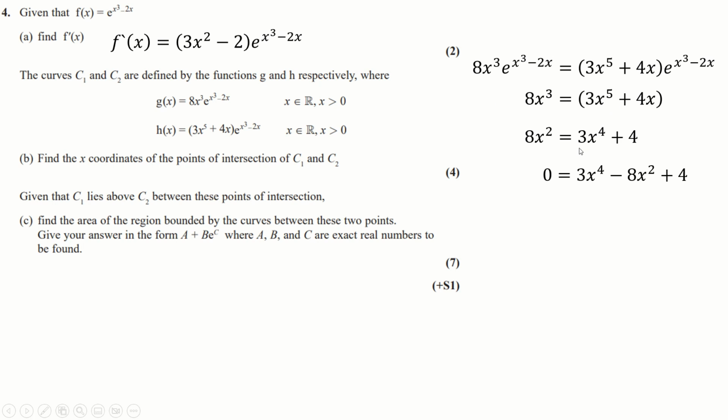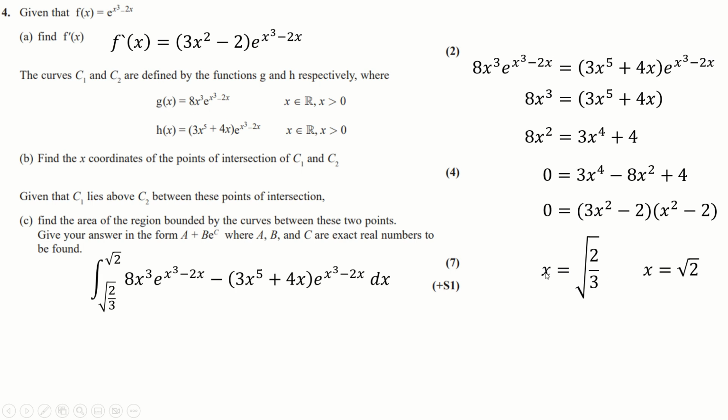We can rearrange this. This is just a quadratic, essentially. We can factorize it straight away if you want to. Get solutions of plus minus root 2 or plus minus 2 root 2. Except they're not plus minus again because it tells us x is positive, so we just get these two bits here. Given that C1 lies above C2 between these 2 points of intersection, find the region bounded. So we're going to have to integrate this one between, is it C1? Yeah, this is C1, so this one's above. So let's integrate this one between here and here, take away this one between here and here. But actually, if you're integrating across the same bounds, you can just put that into one integral, rather than 2 separate integrals.